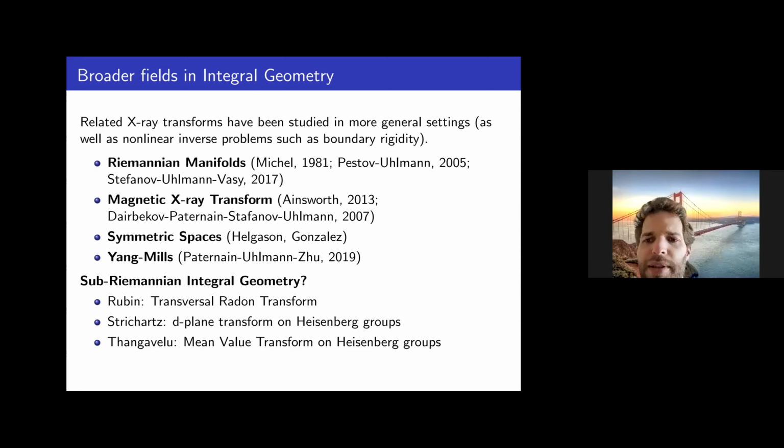Strichartz studied the so-called d-plane transform on the Heisenberg group, where on an n-dimensional Heisenberg group, you integrate over planes of a certain codimension. And also mean value transforms have been studied on Heisenberg groups too, where you integrate over circles that are tangent to the distribution, or that live inside planes tangent to the distribution. But in none of these cases has anybody really, to my knowledge, studied geodesic X-ray transforms on the Heisenberg group.